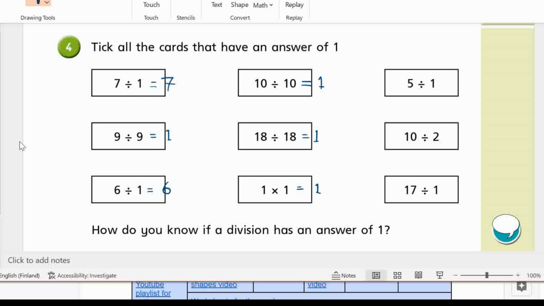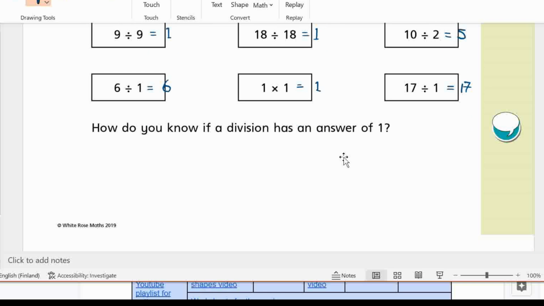Good. 5 divided by 1. Good. 10 divided by 2. 5. 17 divided by 1. Right. Yeah, so you just need to know how to divide for this one.